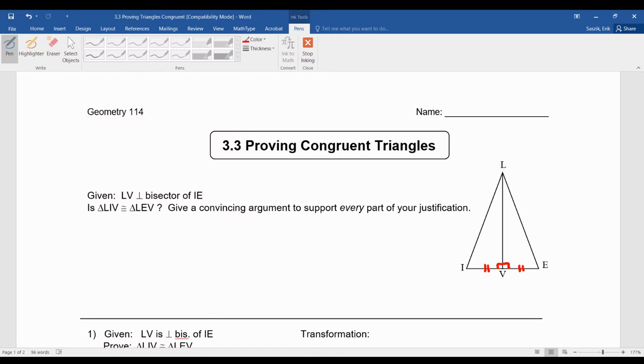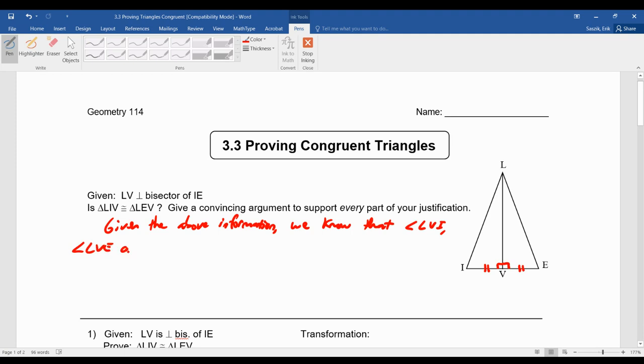Well, let's think here. We'll write a paragraph here. Given the above information, we know that angle LVI and angle LVE are right angles, and that right angles are congruent, right?